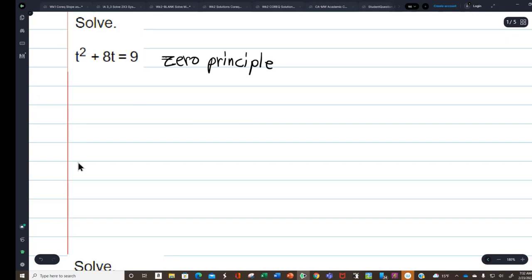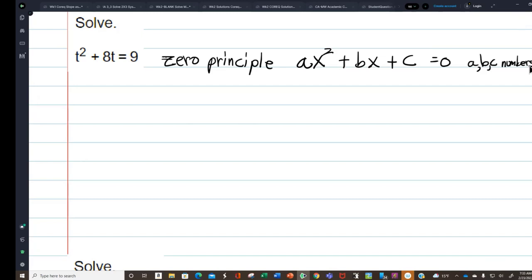And what the zero principle is this. Here's the formula for a quadratic equation, ax squared plus bx plus c equals zero, and that's where a, b, and c are numbers. Okay, they're just numbers. Well, we don't have that form over here. Here, t is acting like x, and what we have here is ax squared plus bx equals something that's not zero. So we have to make it zero.